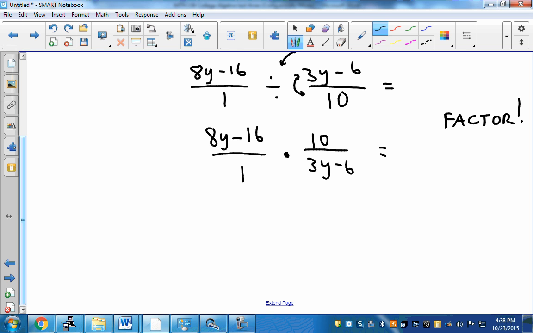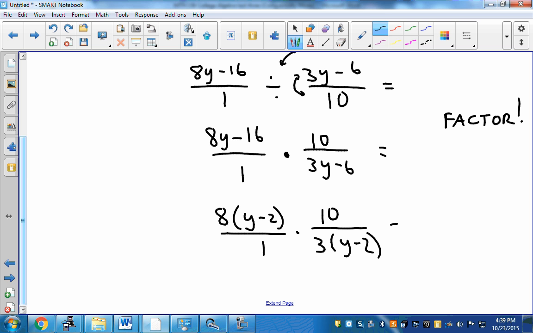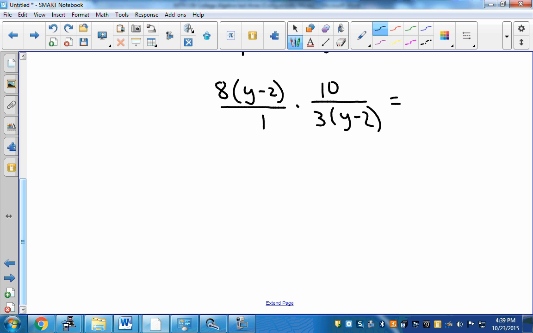So up top, there's a common factor of 8, 8 times y minus 2. We still have a 1 on the bottom. And here we have a 10. And then we have a common factor of 3, 3 times y minus 2. Okay? Because this is a multiplication problem, you're allowed to put it all over one giant fraction bar. We have 8 times y minus 2 times 10, and the whole thing is over 1 times 3 times y minus 2.